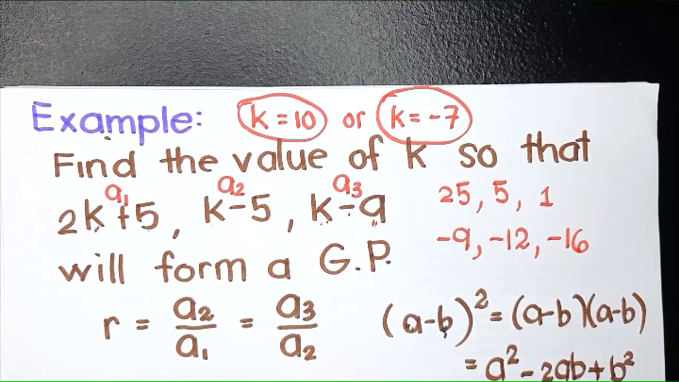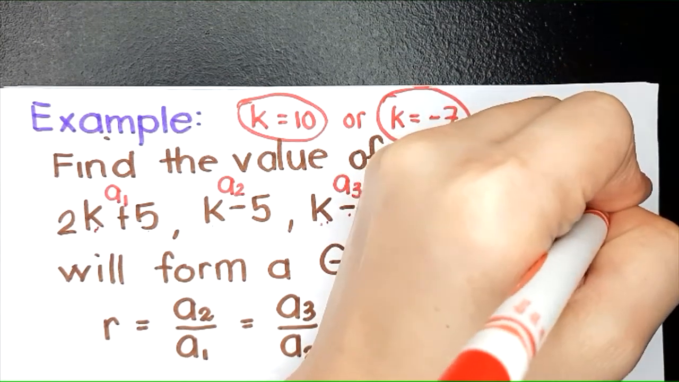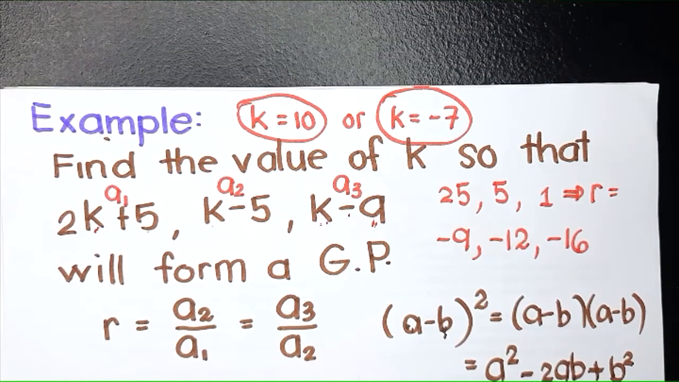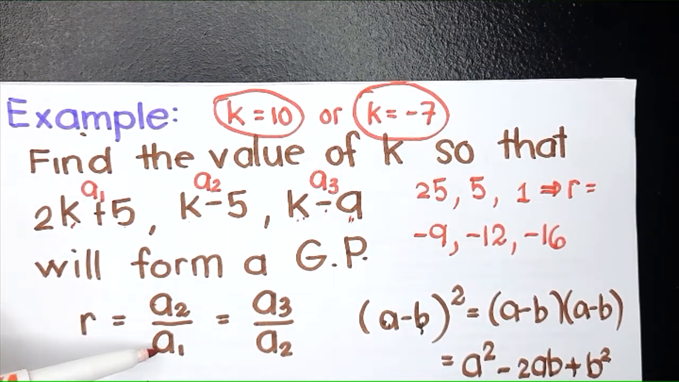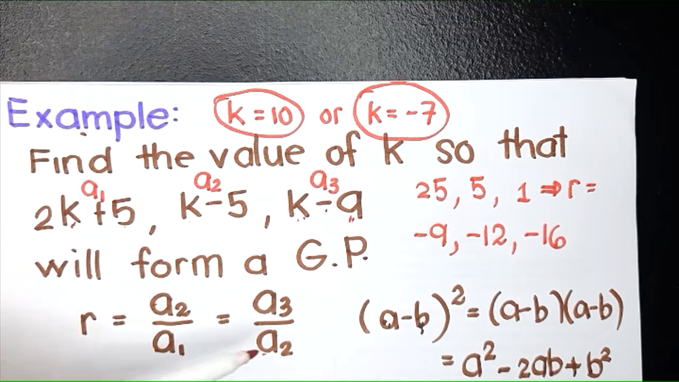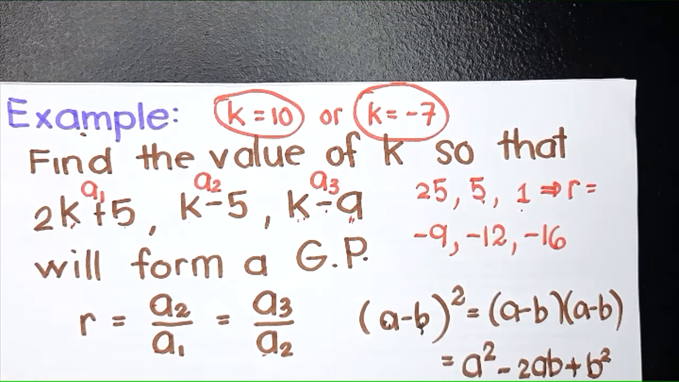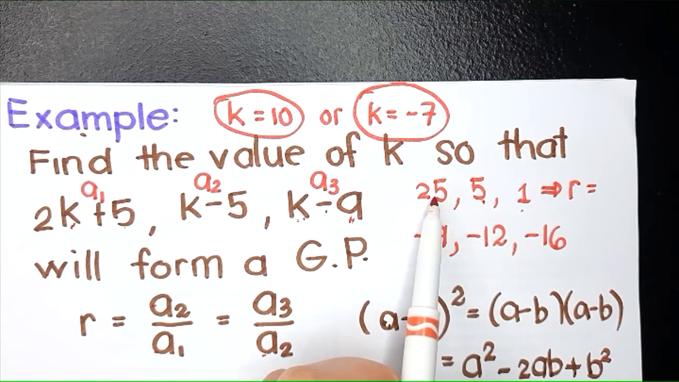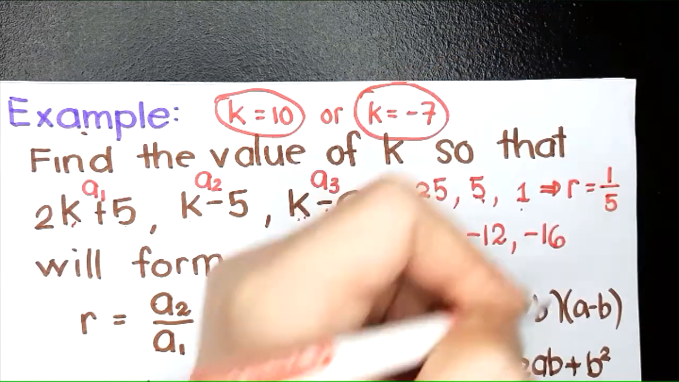Okay. So, can you give me the common ratio? Okay, here. What is the common ratio here? How do we get the common ratio? It is A sub 2 divided by A sub 1, or A sub 3 divided by A sub 2. So, it can be 1 divided by 5. You'll get 1/5. Or 5 divided by 25. You also get 1/5. So, R here is 1/5.